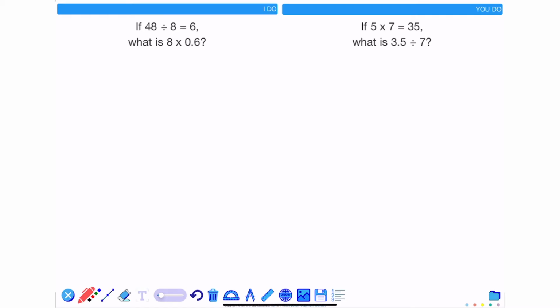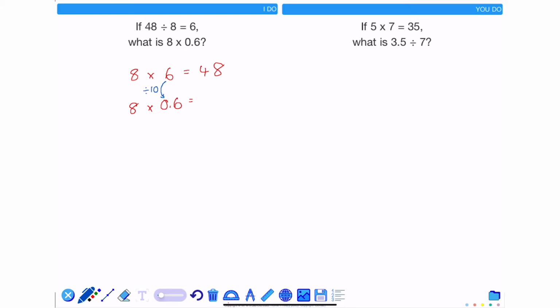In most cases, I might need to rearrange the original fact. So, 8 times 6 is equal to 48. Notice the similarity between 8 times 6 and 8 times 0.6. The only difference between the left and the right hand side is that in this case, I have to divide 6 by 10 in order to give me 0.6.